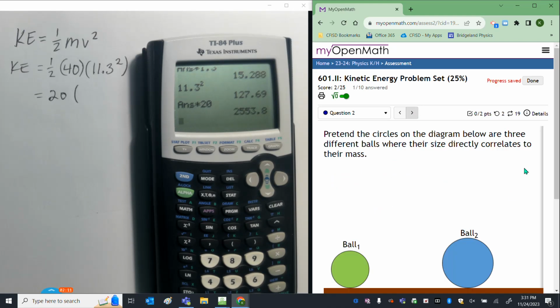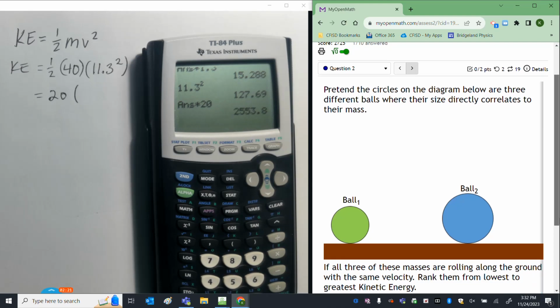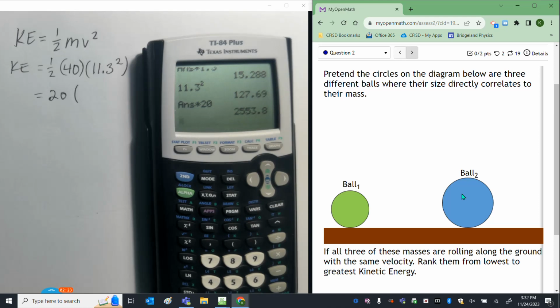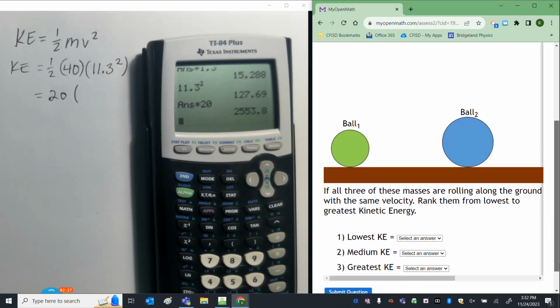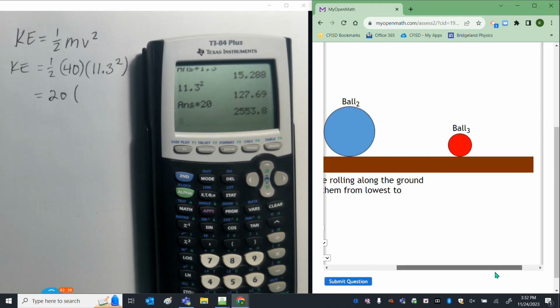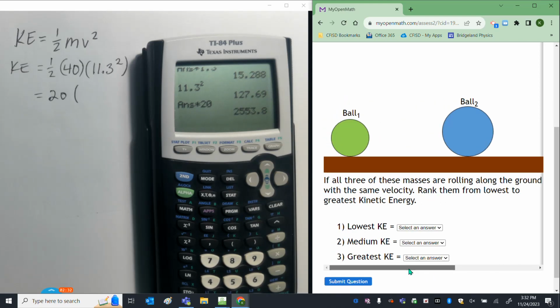All right, question 2 says, pretend the circles on the diagram below are 3 different balls where their size directly correlates to their mass. Right now I can only see 2 of them, but it's telling us basically that because this is bigger, it has more mass. It's telling us to make that assumption that the bigger one has more mass. Let's see if there's the third one. Okay, so it says if all 3 of these masses are rolling along the ground with the same velocity, rank them from lowest to greatest kinetic energy.